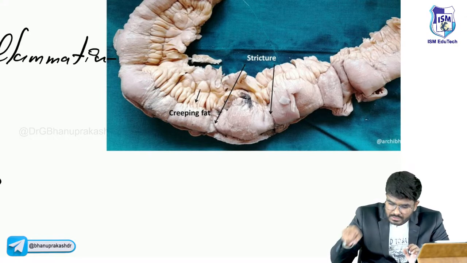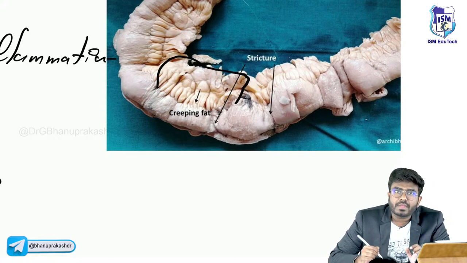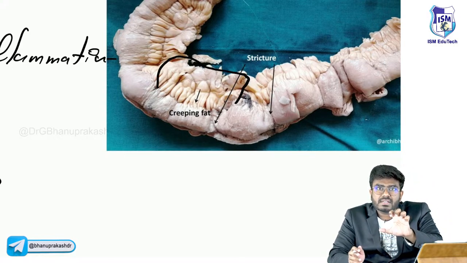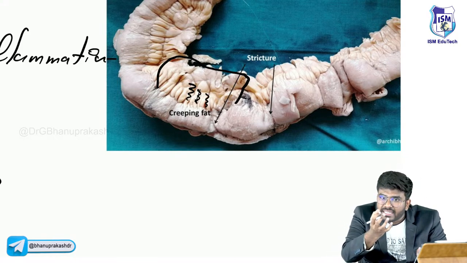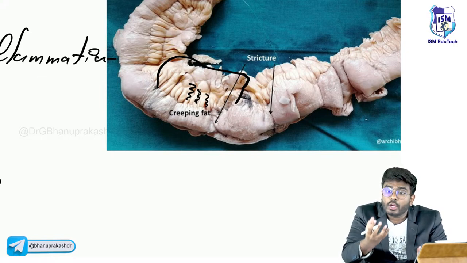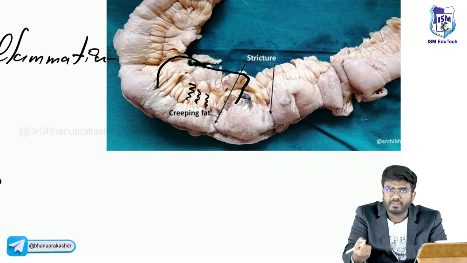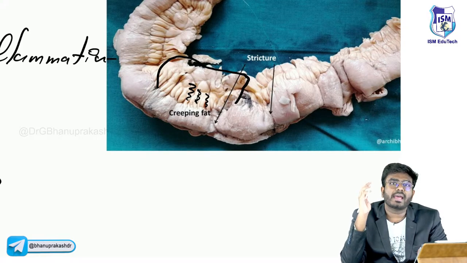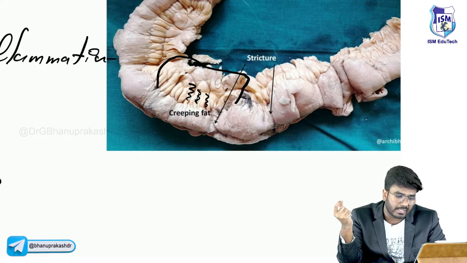Now, because of this, here, this is the mesentery, sir. Because of this scar formation, the mesenteric fat will be taken into the bowels. Or going into the bowel, sir. This is called creeping fat appearance. Creeping fat appearance is seen in Crohn's disease.